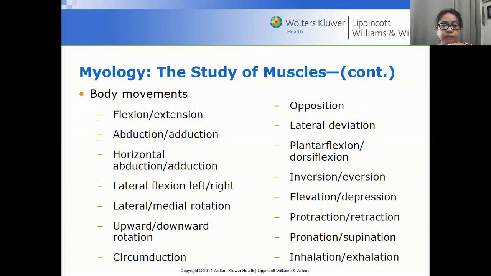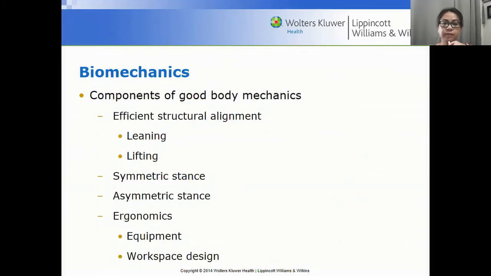So the horizontal abduction, adduction, lateral flexion, left and right, lateral rotation, and then upward and downward rotation or the circumduction. We also have the opposition, lateral deviation, plantar or dorsiflexion, which can be done by your lower extremities or particularly your feet or footwork. Inversion and eversion, you can also do this by using your foot movement. Elevation and depression, protraction and retraction, pronation and supination. Inhalation and exhalation, of course, is very basic.